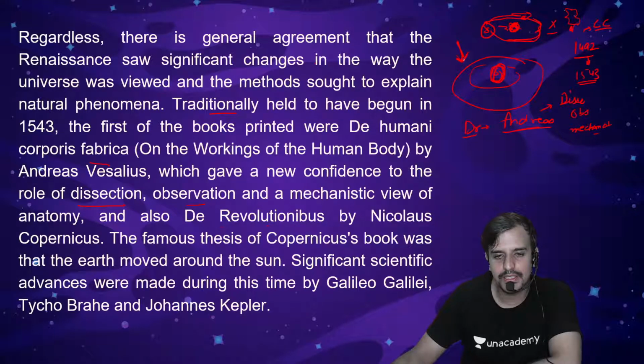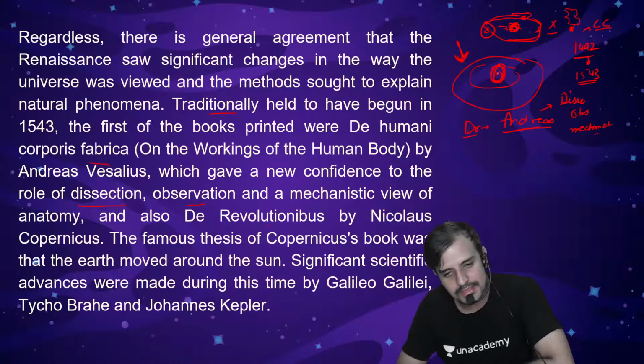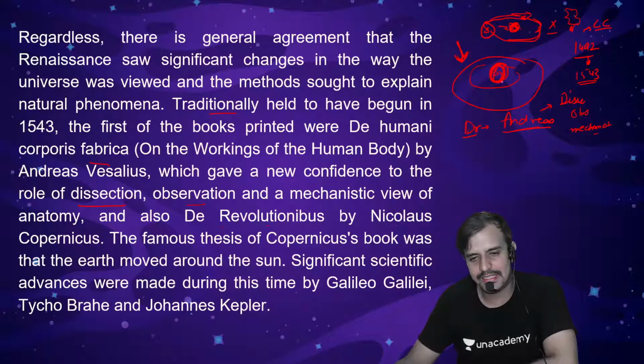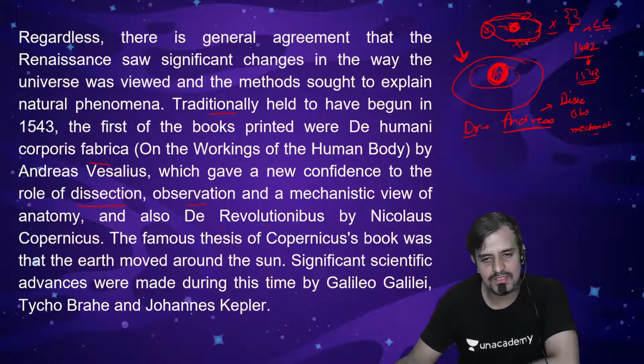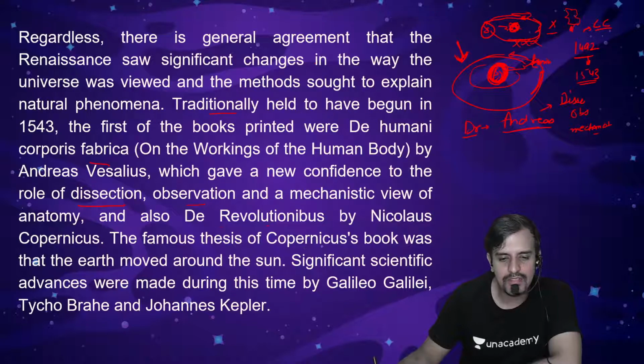Okay, so what happened? This particular new view came, and according to this new view, Copernicus said, no, previous philosophers were wrong. Earth is the one which rotates around the sun. This is the sun, and here is Earth, and Earth rotates around the sun. Now the famous thesis of Copernicus' book was that the Earth moved around the sun.